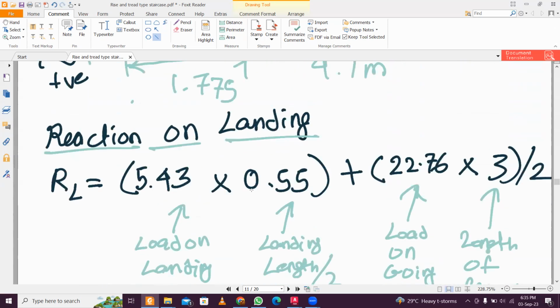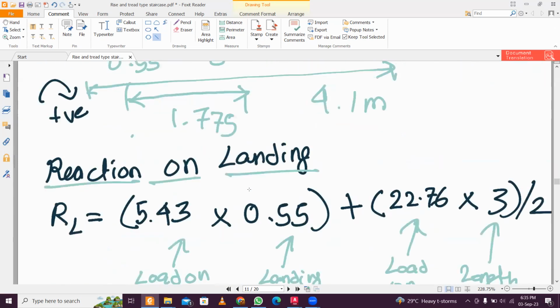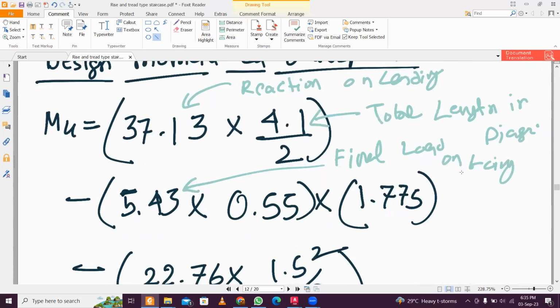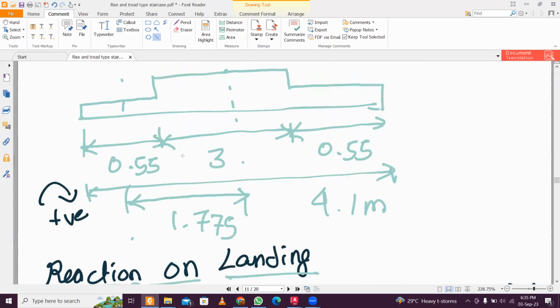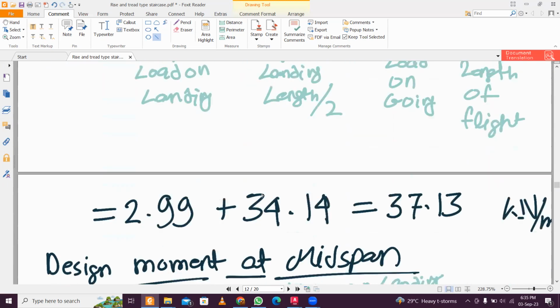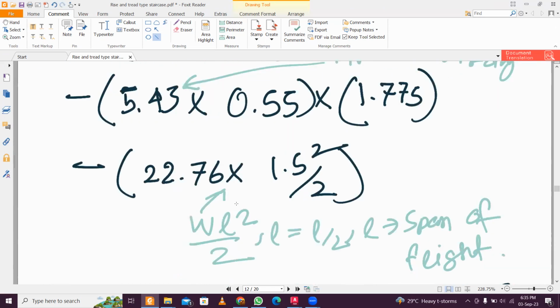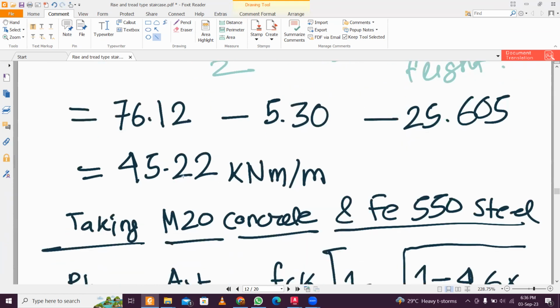And then we have this 5.43, the final load on the landing, into 0.55, which is the length here, into 1.775. All these have already been calculated. 0.55 is the distance in which the load is acting, and 1.775 is the distance from the center. So this is the case. And then it is the normal formula WL square by 2, where L is the span of the flight, which is the 3 meter. So 3 by 2 is 1.5, 1.5 square by 2. So this is acting here, and this comes as 45.22.